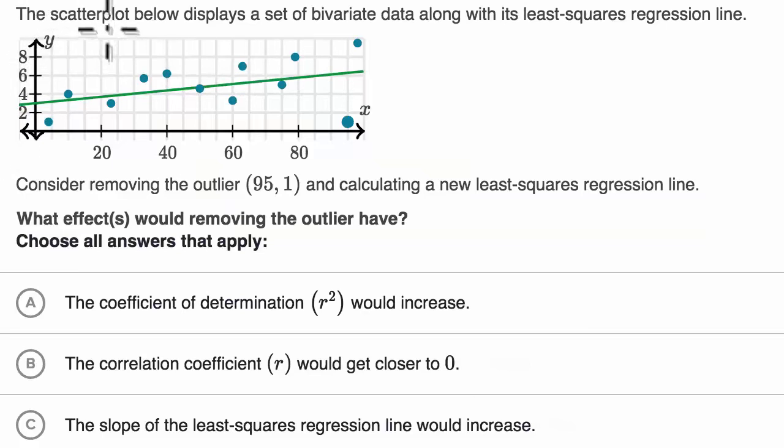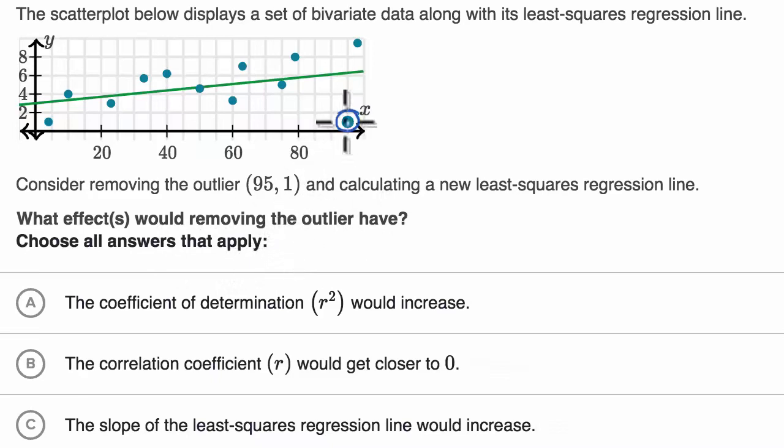The scatter plot below displays a set of bivariate data along with its least squares regression line. Consider removing the outlier at (95, 1). So (95, 1), we're talking about that outlier right over there, and calculating a new least squares regression line. What effects would removing the outlier have? Choose all answers that apply. Like always, pause this video and see if you could figure it out.